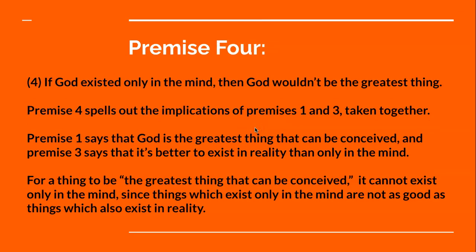Premise 4: if God existed only in the mind, then God wouldn't be the greatest thing. So this premise is going to spell out the implications of premises 1 and 3 taken together. Premise 1 says that God is the greatest thing that can be conceived. That's Anselm's ontological idea of what God is. And premise 3 says that it's better to exist in reality than only in the mind. That's his statement of value.